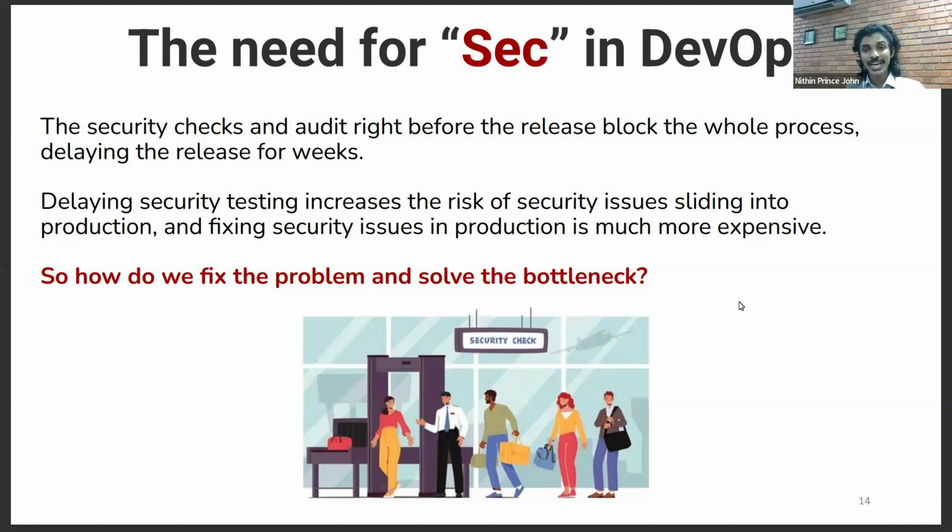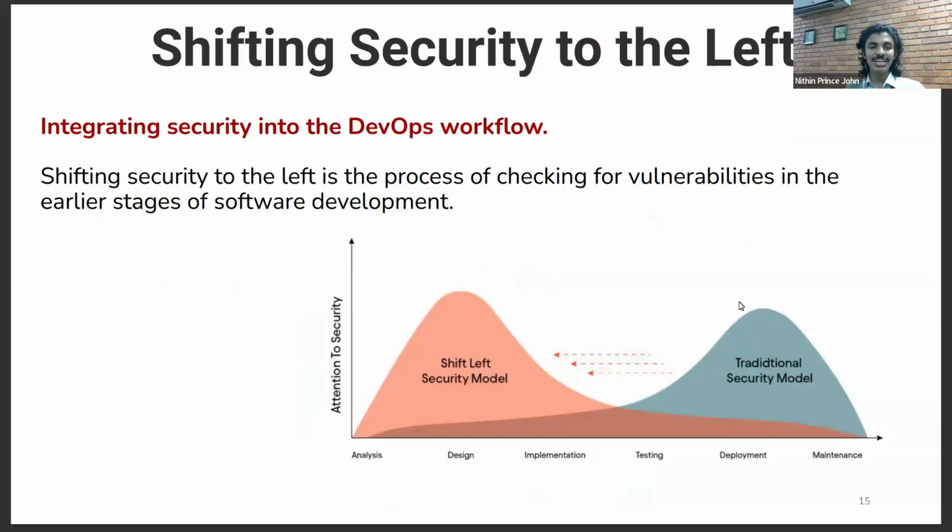So how can we avoid that bottleneck? And this delaying of security testing increases the risk of security issues. That means if we are not properly testing the application or the product, these issues may slide into production. And we know that fixing these security issues in production is much more expensive. So the question is how we can fix the problem or how to solve this bottleneck. We can solve this bottleneck by integrating security into the DevOps workflow. Or in other words, I can say that we can shift the security to the left.